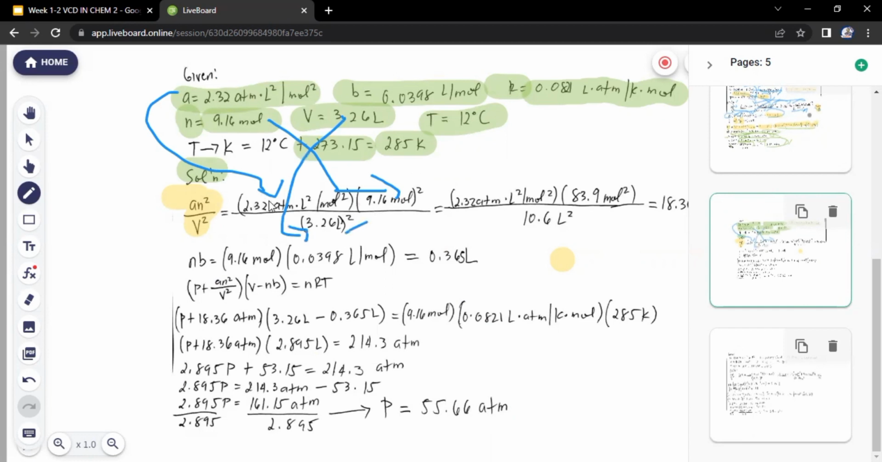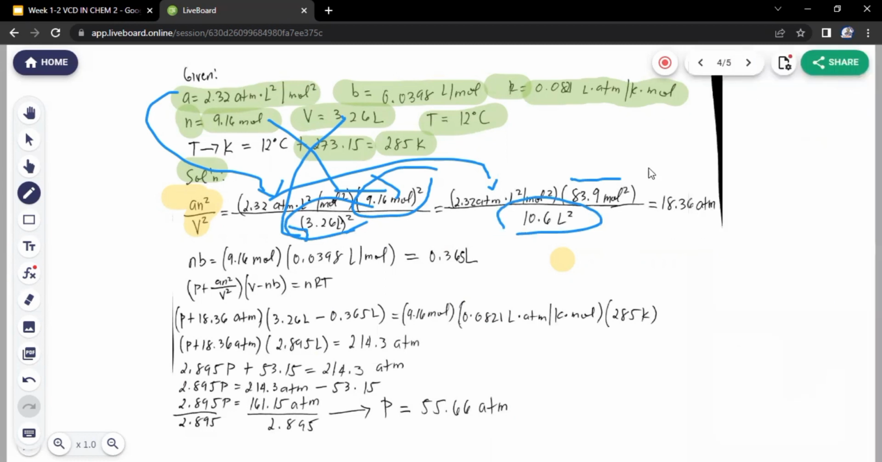Now, solve that, write the 2.32 again here, then find the square value of this one, 9.16 raised to 2. That will become 83.9 moles squared. Then square this one as well, 3.26 raised to 2. That is 10.63 liters squared. And then you can cancel here the units already.